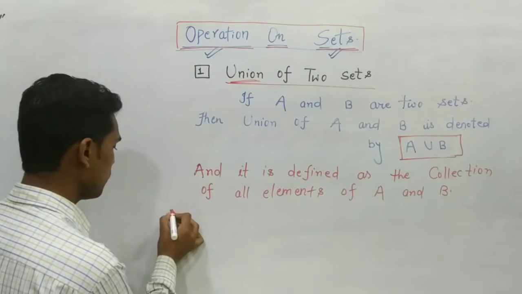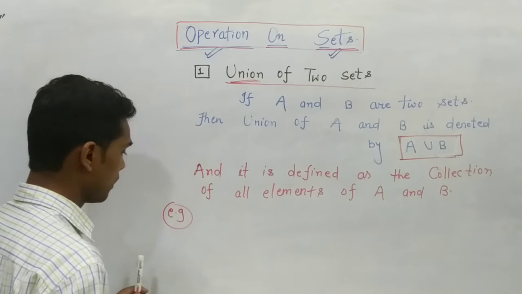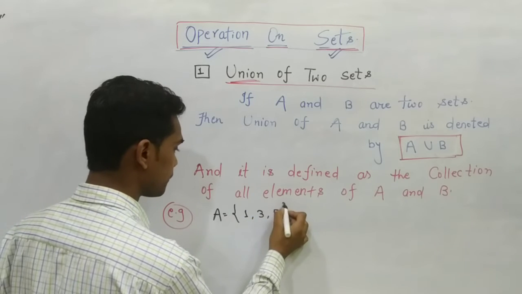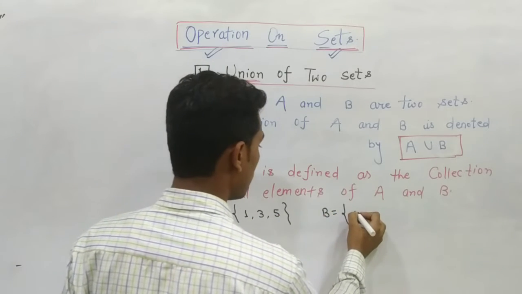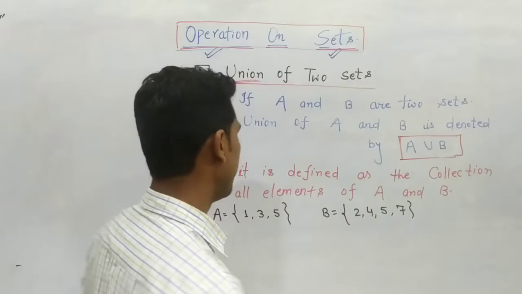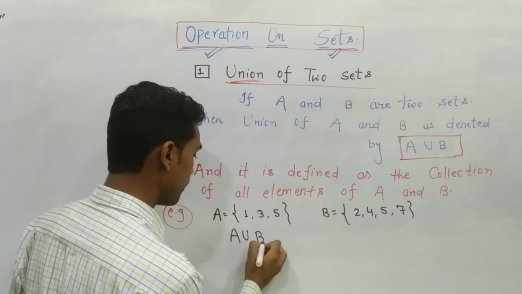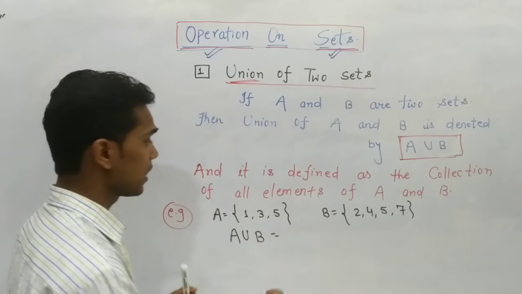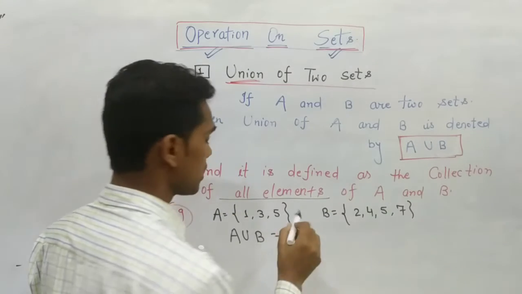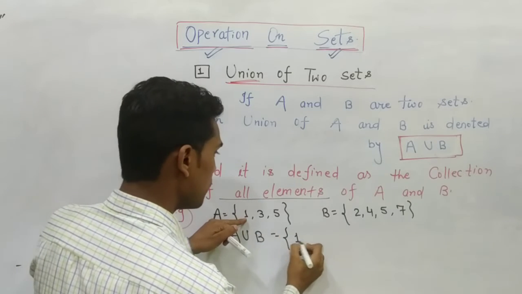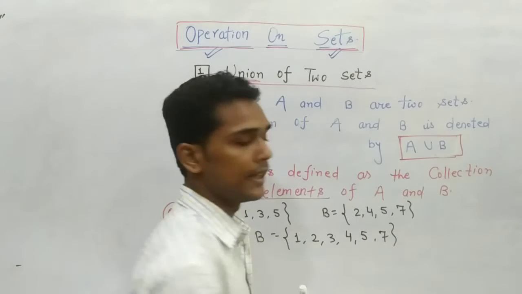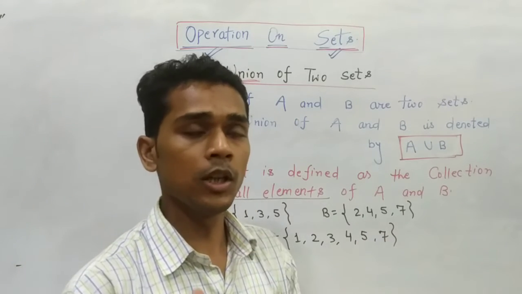We take an example. A equal to the set 1, 3, 5, and we consider another set B equal to 2, 4, 5, 7. And now we want to find A union B. It is written A union B, and it is the collection of all elements of A and B. Collection of all elements means 1, 2, 3, 4, 5, and 7, whether it is present in A, present in B, or in both.